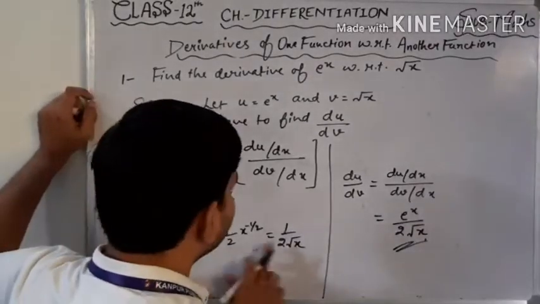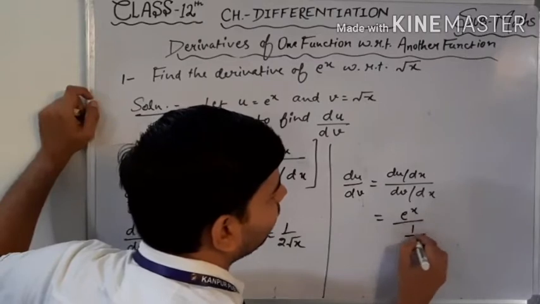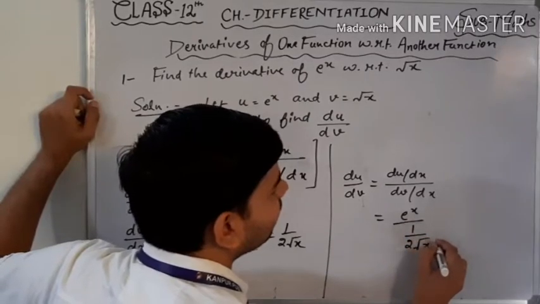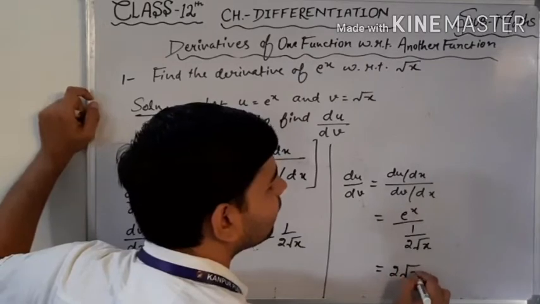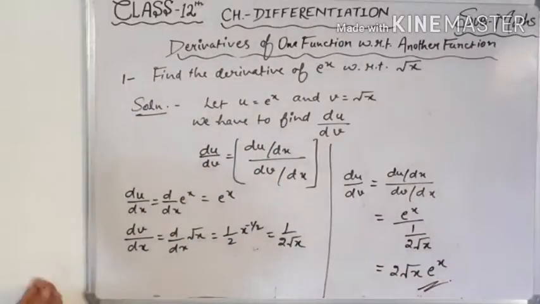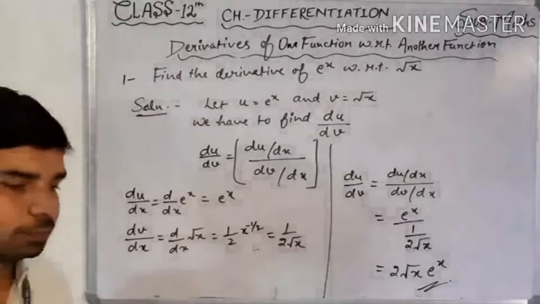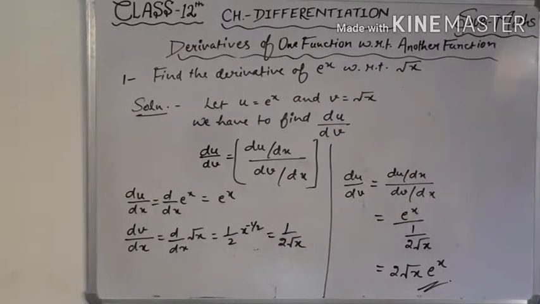Sorry, dv over dx is 1 upon 2 root x. This will go to the numerator. This will become 2 root x e to the power x. This is your answer. See the next question.